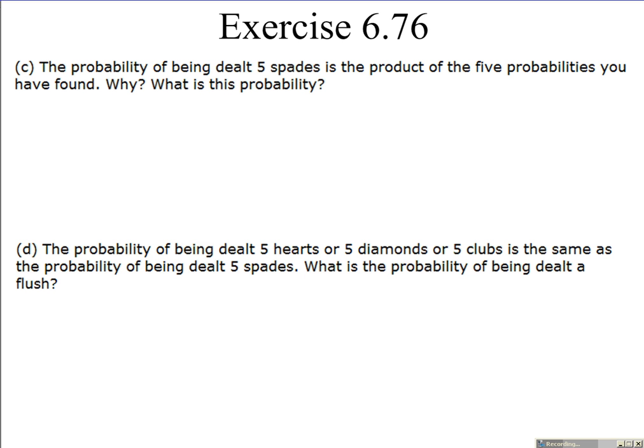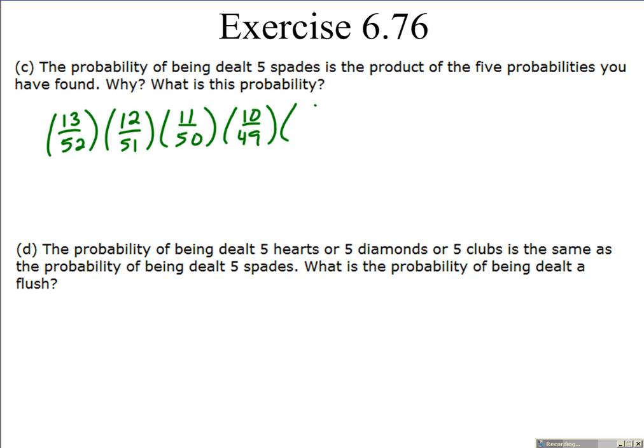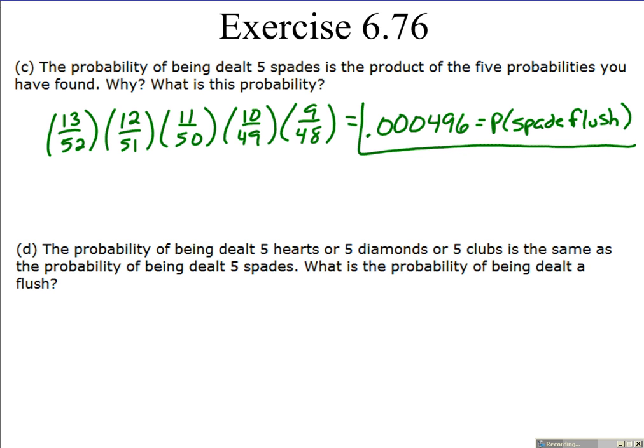So in this case, we're going to have 13 out of 52 times 12 out of 51, 11 out of 50, 10 out of 49, 9 out of 48. Multiply all that together, and the probability of a spade flush is 0.000496. So obviously not a very good probability to be dealt a spade flush in 5 cards.